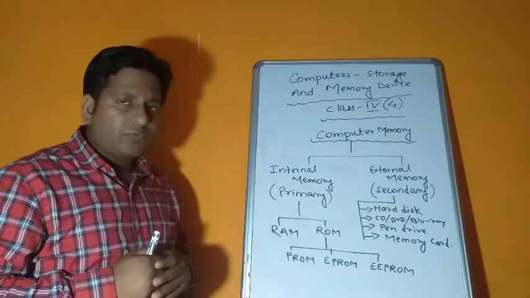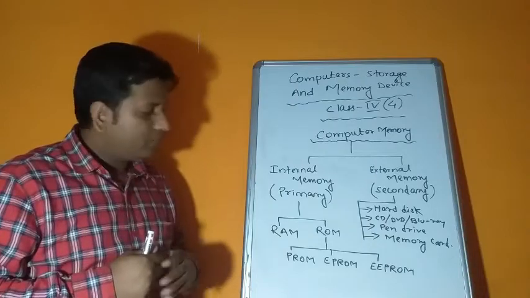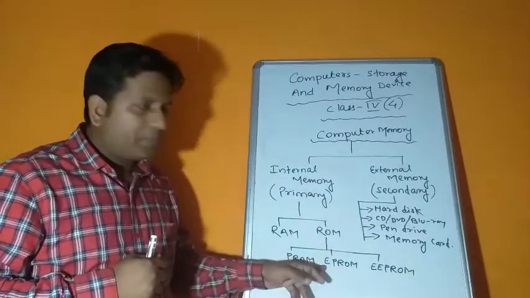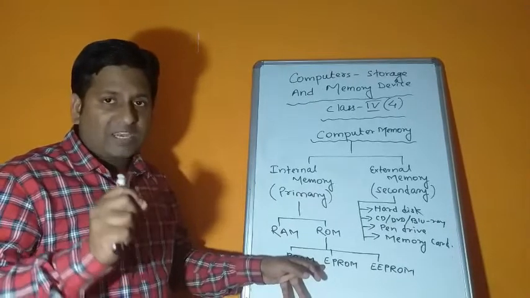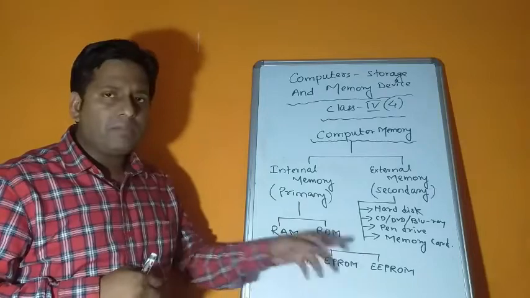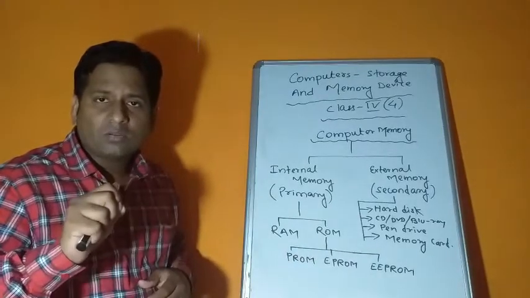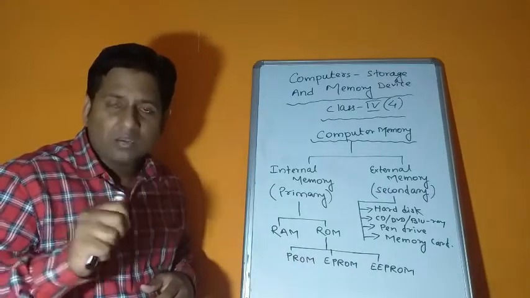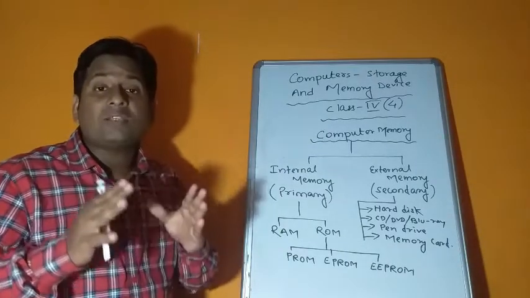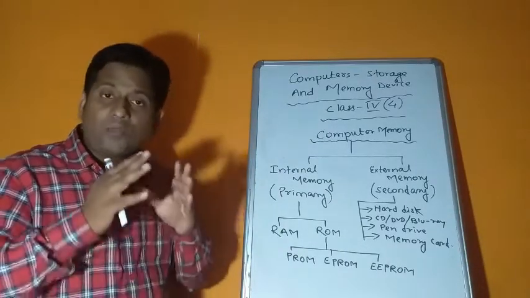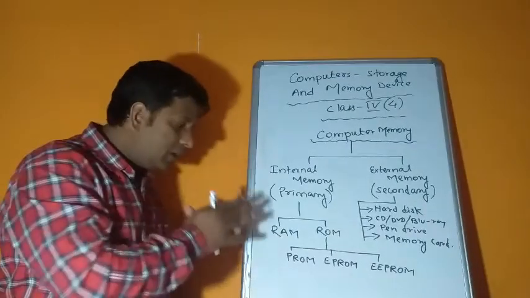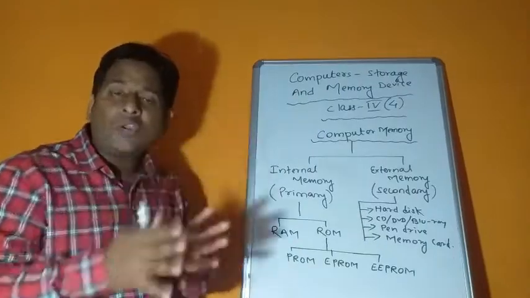Now another part, a more advanced part of PROM, is EPROM. E stands for erasable: Erasable Programmable Read Only Memory. We can erase that. But what do you think, with an eraser? No. With the help of ultraviolet rays, we can erase the program written in ROM and we can rewrite that.